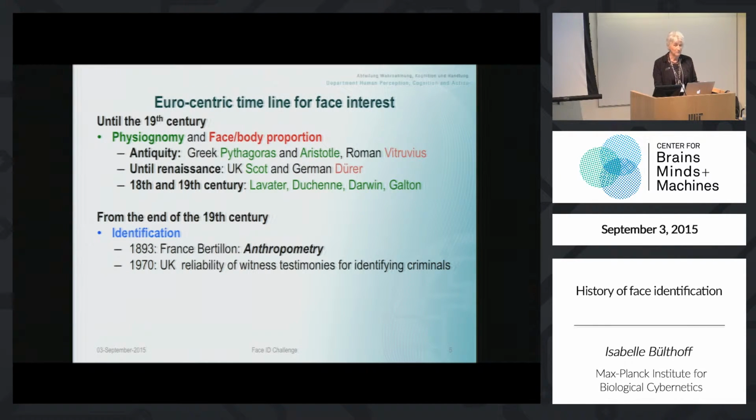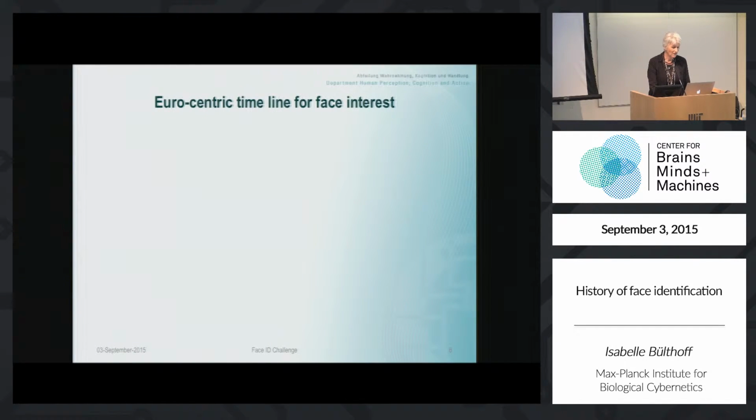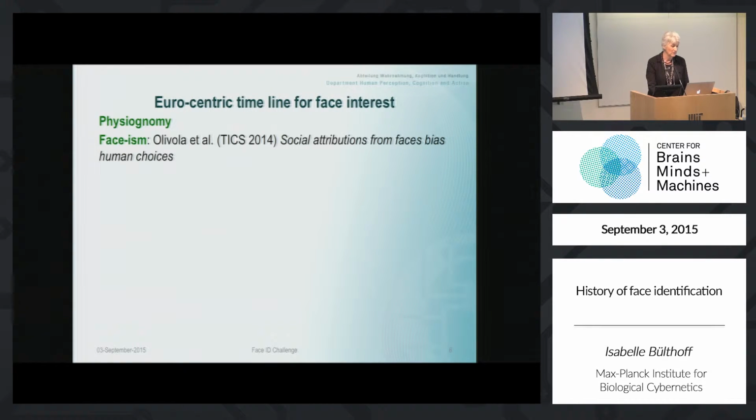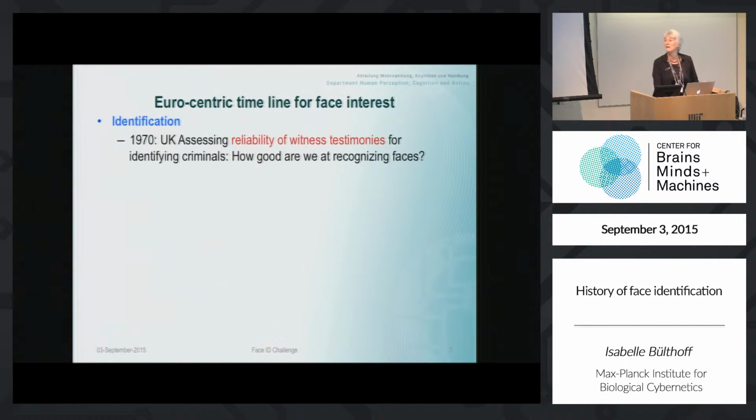But before speaking about that, I would just show that research goes in cycles, because nowadays we are back to physiognomy. This is now called faceism. It's exactly the same thing: investigating whether you can tell from a face any special social characteristics, and also investigating whether there is any truth in it. But this was just an aside, so I would like to come back to identification.